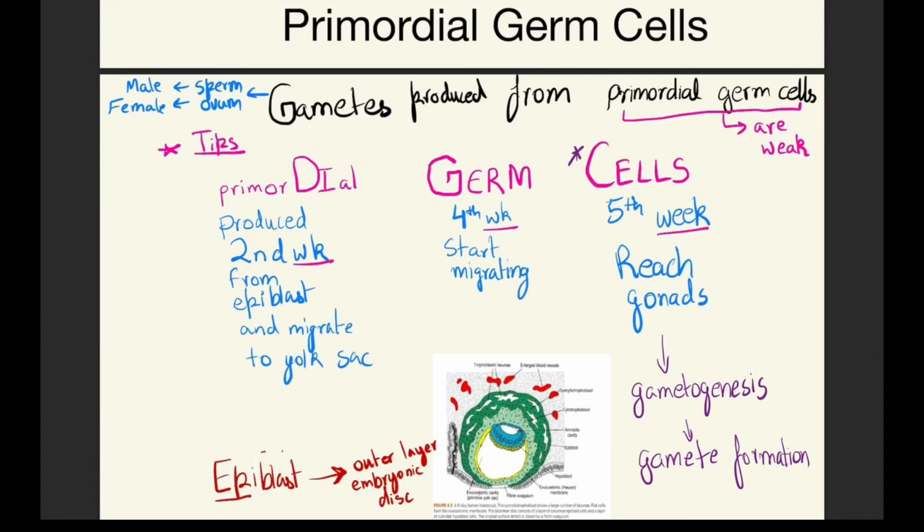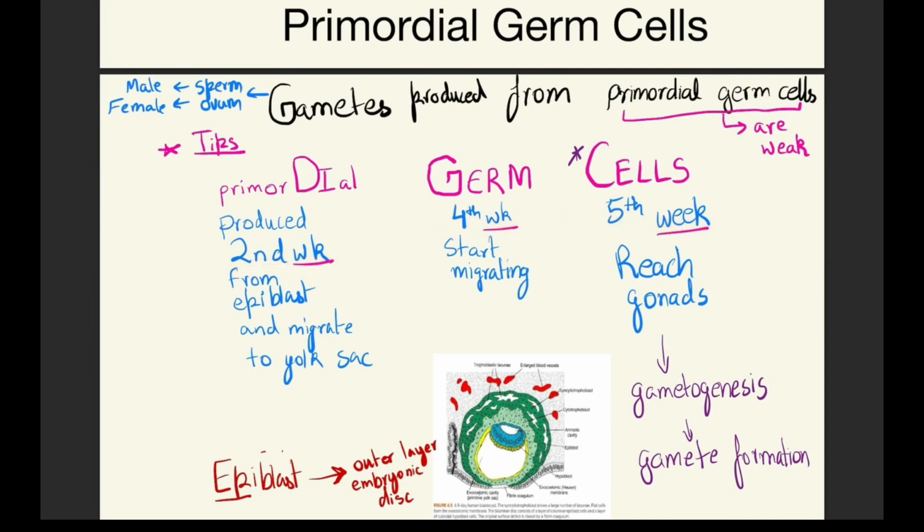Now for primordial germ cells, we have the gametes produced from the primordial germ cells. Gametes have been explained in the previous video. They are sperm for male and ovum in female. So primordial germ cells are weak, and all the production to migration of the primordial germ cells happens in weeks.